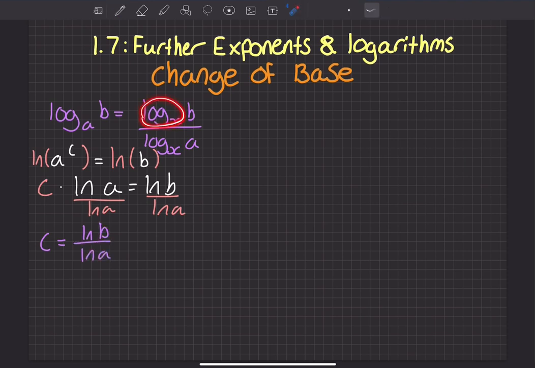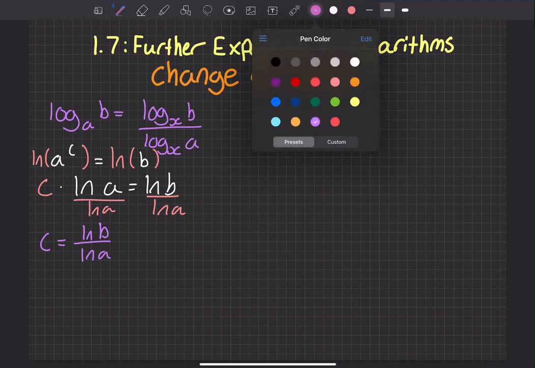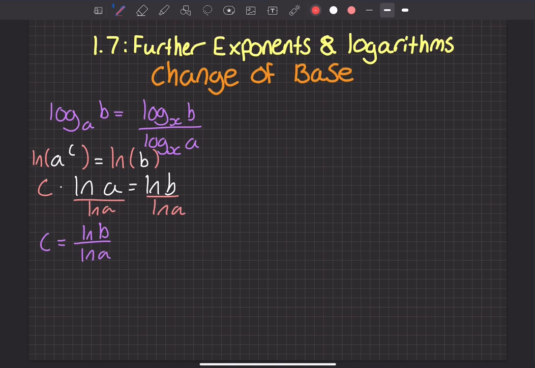That's here. So this would be log base a of b equals ln of b over ln of a. So we just proved the change of base formula right now. And why exactly is this formula so useful, you may ask?